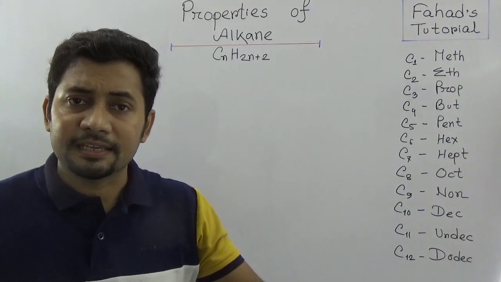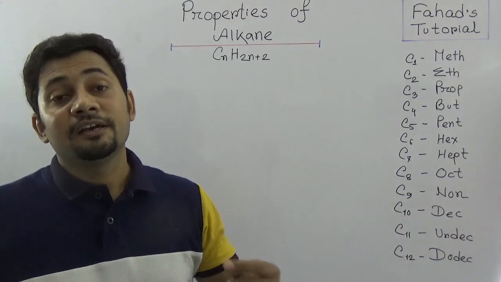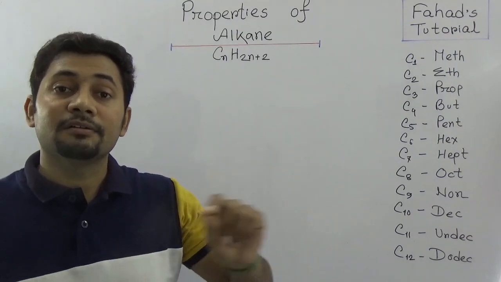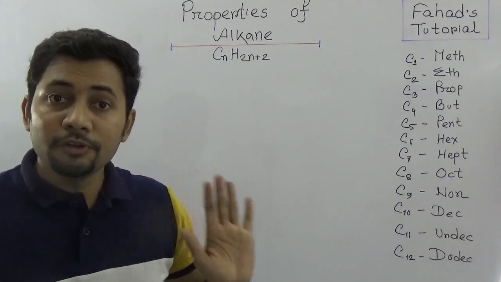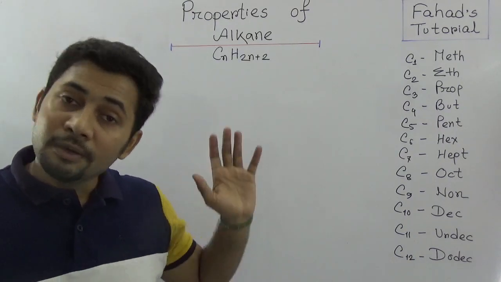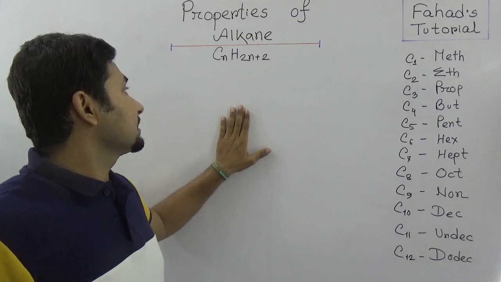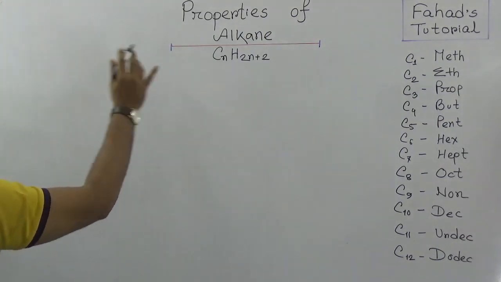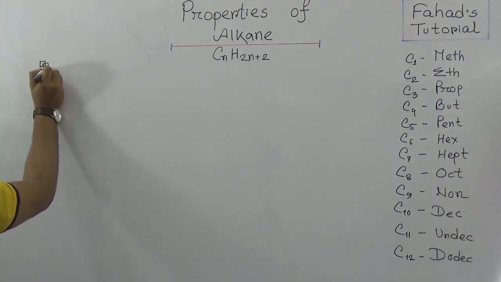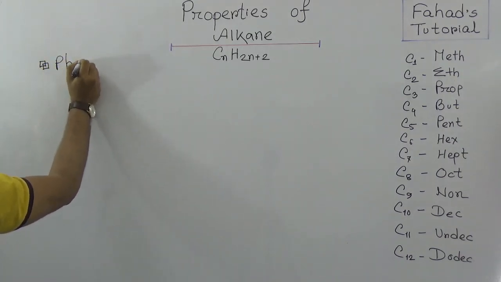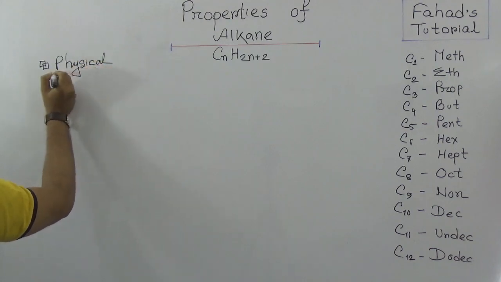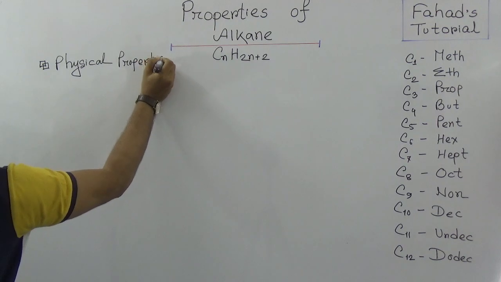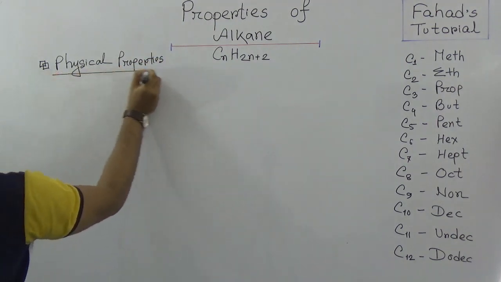So we name alkane according to the number of carbon, and of course I have already uploaded a video on the naming of alkane. If you know the naming of alkane, we can definitely study the properties of alkane. So let's divide into two different segments. Number one, that is physical properties. The physical properties of alkane.